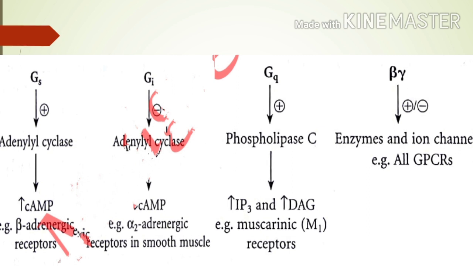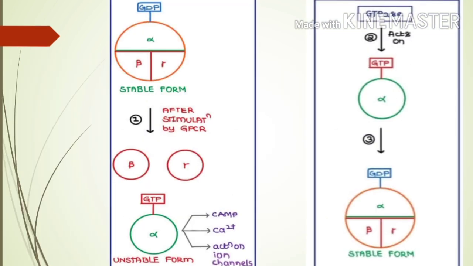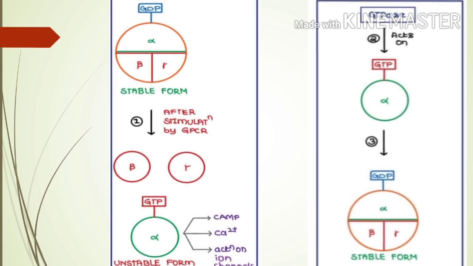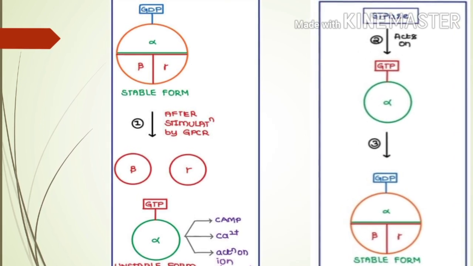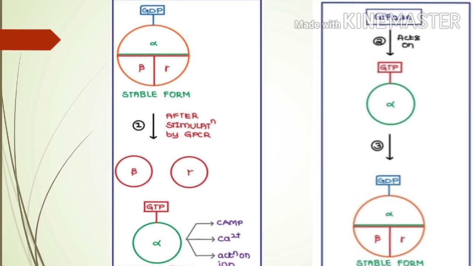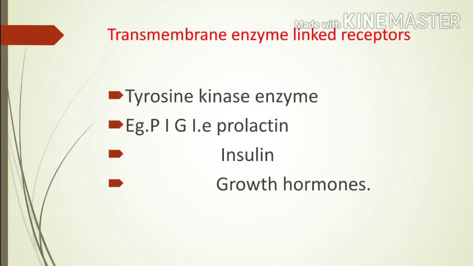Beta and gamma subunits will act on the enzymes and ion channels, and beta and gamma subunits are also required for the regeneration of the stable subunit. GTPase enzyme acts on the alpha-GTP and converts GTP to GDP, and integrates alpha, beta and gamma subunits to form the stable subunit. Transmembrane enzyme linked receptors are also called enzymatic receptors.